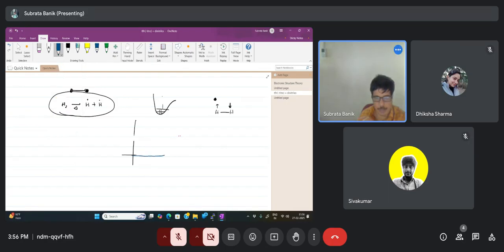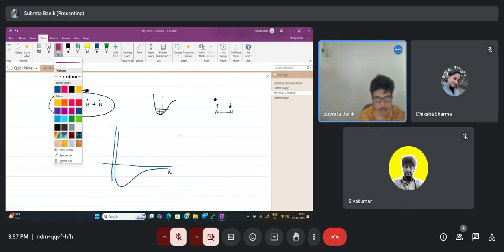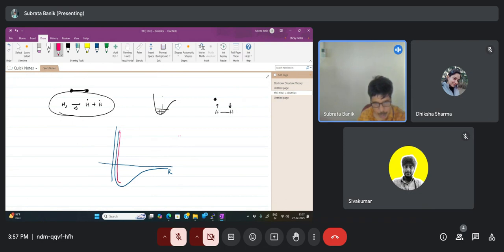I should not have done that. So this is my graph. Let's say this is the dissociation graph. This is the distance, or internuclear distance. If I do an exact calculation, it should look like this. Now, if you do Hartree-Fock theory, you get energies which will be higher than that. You get something like this.